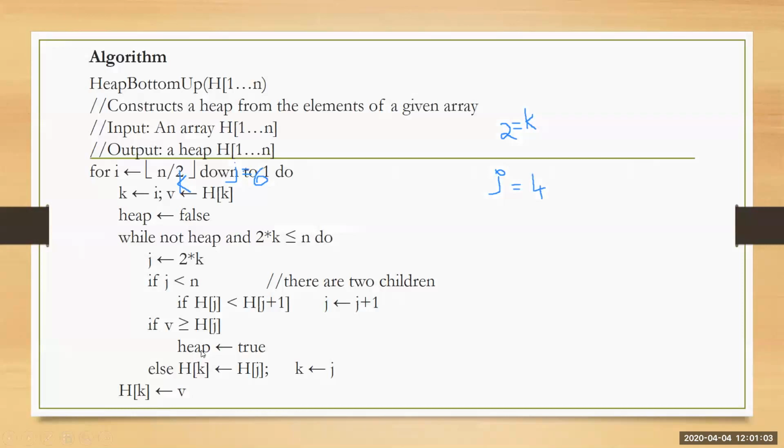Therefore, you are making that heap as true. Heap is true. So it goes to the while loop. When it goes to the while loop, it will check while not heap. It is a heap. The while loop stops there itself. It comes out of the loop, and the last statement gets executed. What is the last statement? H of k is equal to value. That means 9 gets stored in the same place. There is no change in that. The 9 remains in the same place.